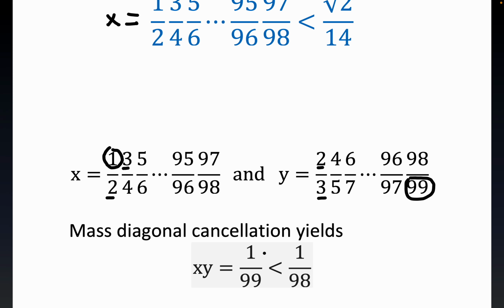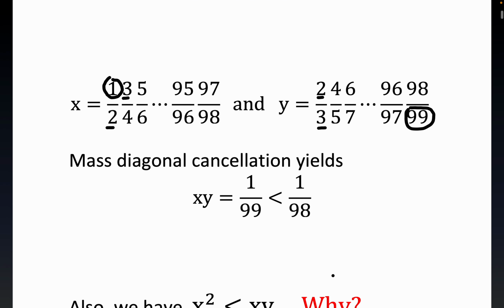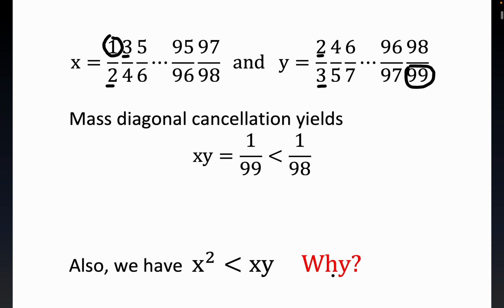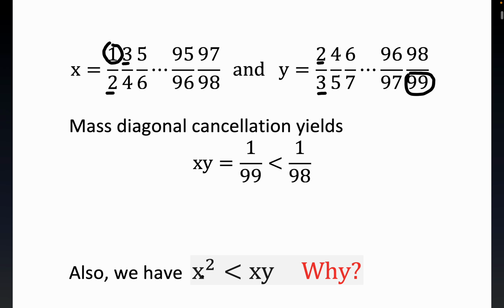Okay, so we get this statement right here, xy is equal to 1/99, and that's clearly less than 1/98. If you make the denominator smaller, it's going to make the fraction itself bigger. Okay, now let's keep going. Now we also have this truth right here. We have x squared is less than xy, and that's pretty easy to see if you just note that this 1/2, okay, is always bigger than the first one here, right?